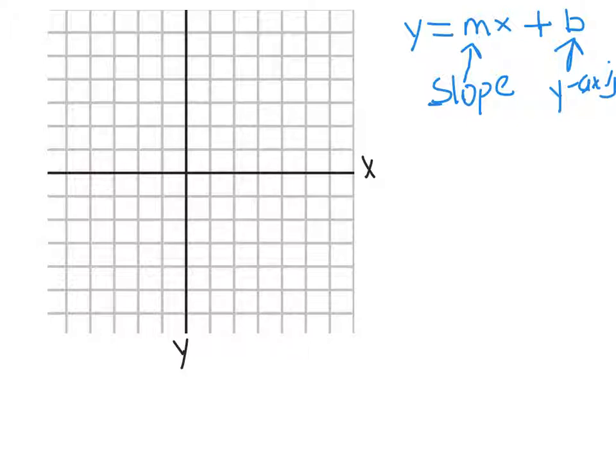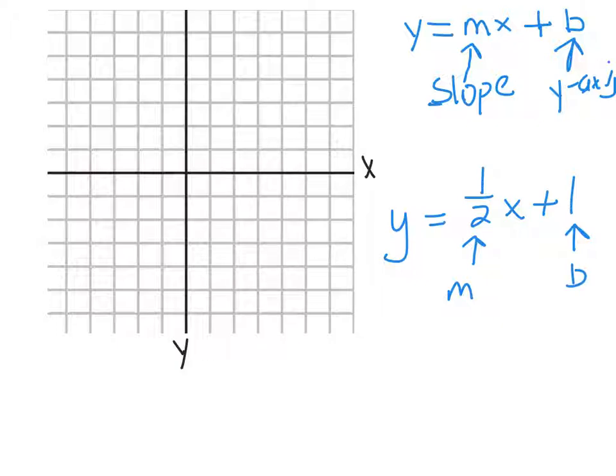Alright, so let's say that we were given the equation y equals 1/2 x plus 1. When I teach it to someone who's never done this before, I have them identify the slope and the b. So the slope is m, which is 1/2. And the 1 is your b, or where it's going to cross the y-axis.